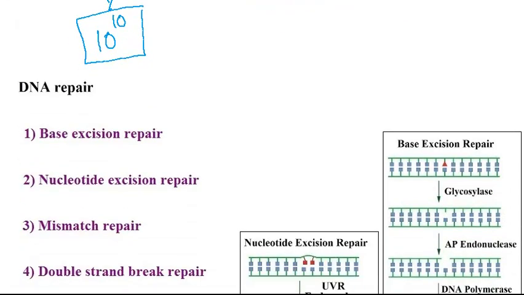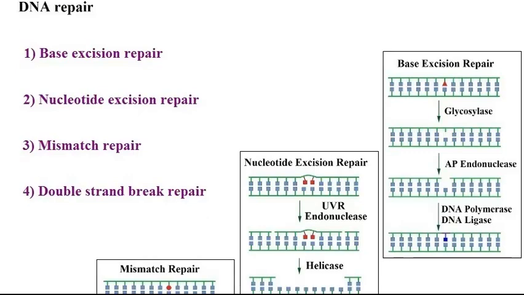Now, what happens if there is an error? The error will happen. There will be misinsertion of bases, or later on there could be damage to DNA. So the question is, how can we now repair the damaged DNA? There are multiple mechanisms through which DNA can be repaired, and these include base excision repair, nucleotide excision repair, mismatch repair, as well as repair of a double-stranded break. So let's go through every one of these mechanisms.